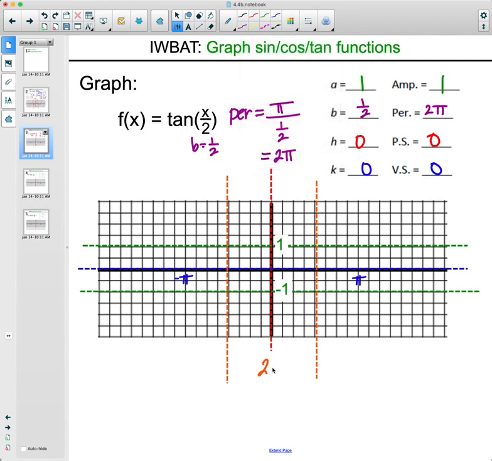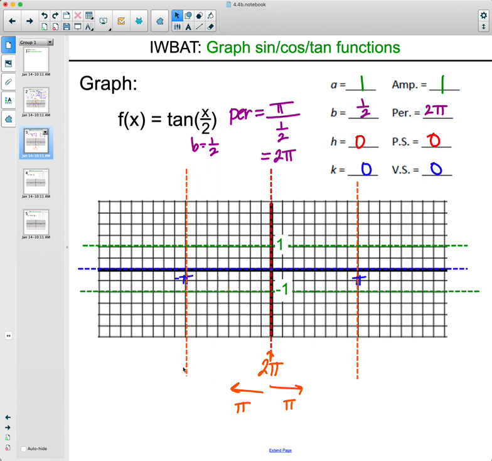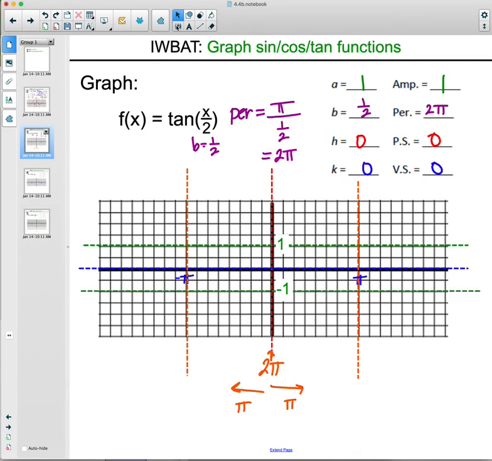Okay, so we need the 2 pi period split around this middle. That means pi is going to go this way and pi is going to go that way so that we have 2 pi total. Okay, so this asymptote is going to be over here at pi now, and this one's going to be at negative pi. That's going to give us a full 2 pi in between there. Okay, so it just stretched it out.